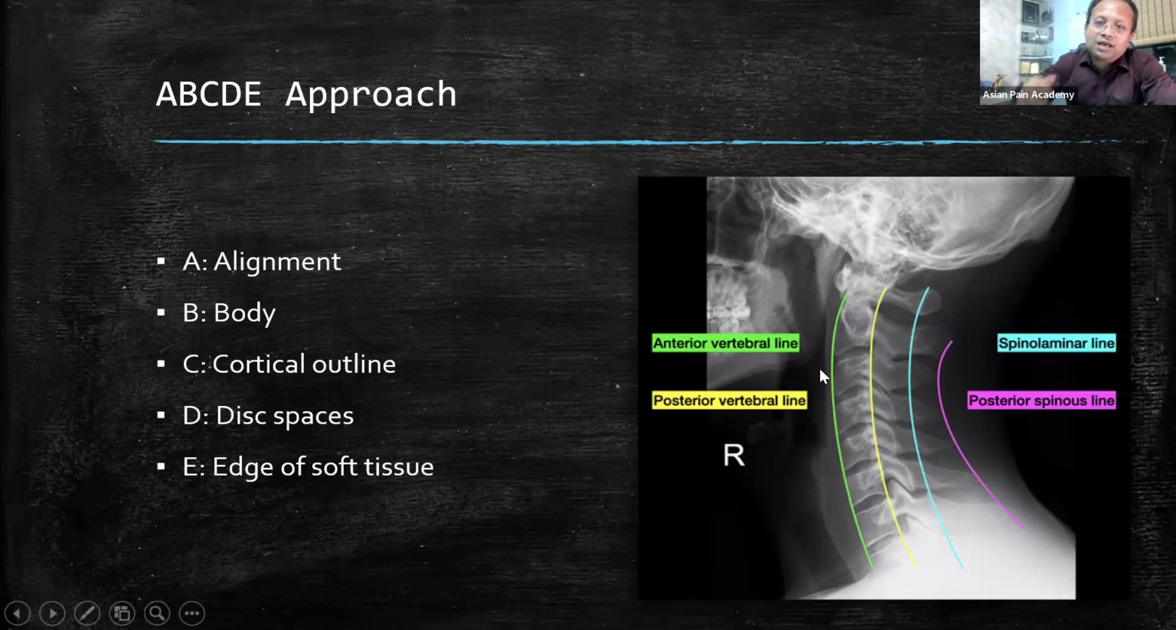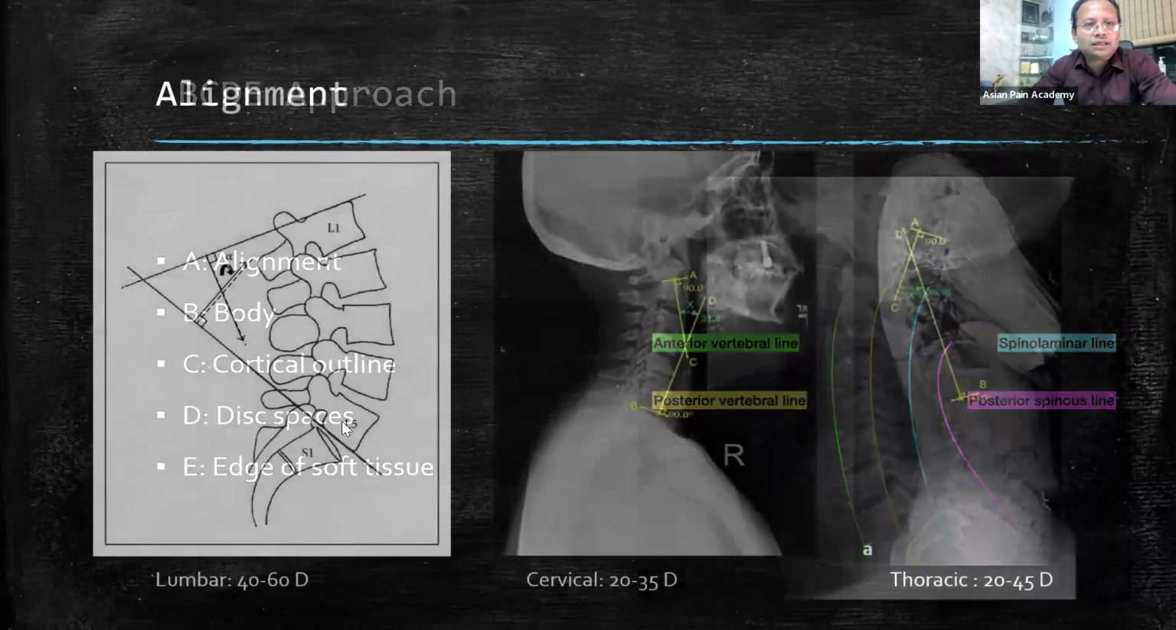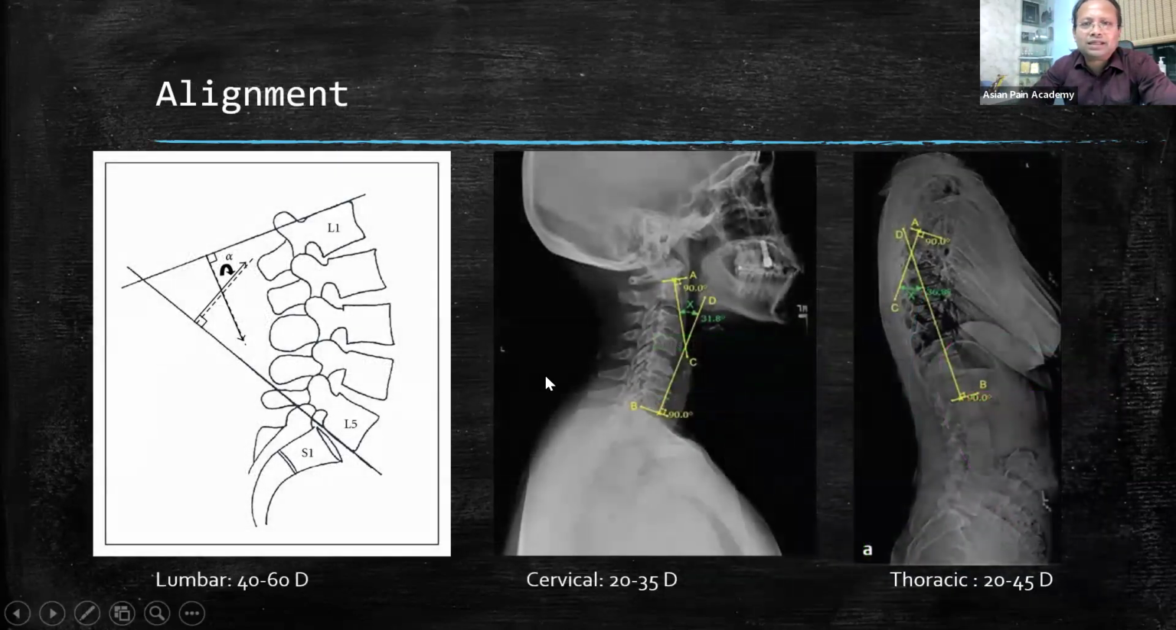All the vertebrae are maintaining the alignment or not. And then the posterior vertebral line also, you will see whether they are aligned or not. Okay, so this shows the alignment. There are multiple measurements, but of course we are not going to do all the measurements.